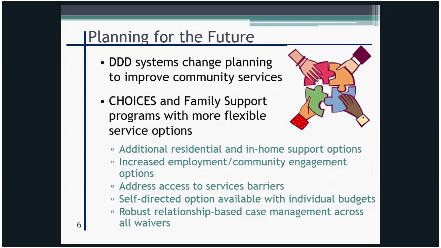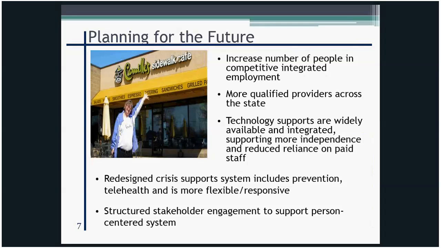And the next couple of slides really just get into what our focus is over the next several years. We want to increase the number of people in competitive integrated employment. We want more qualified providers across the state. Right now we have, I talked about, 20 community support providers. We don't think that's enough because of the number of people that are in need of community supports.